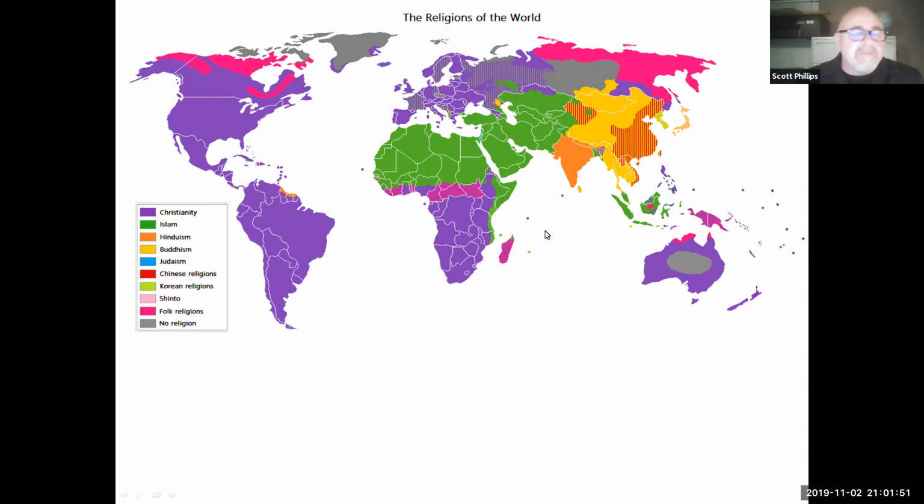This is a figure showing religions of the world. And so what I want to highlight is that Islam is the dominant religion in Pakistan and Bangladesh, but not in India. They are a significant minority in India, but in India, Hinduism is the primary religion. And you also have a little bit of Buddhism here in Sri Lanka as well.